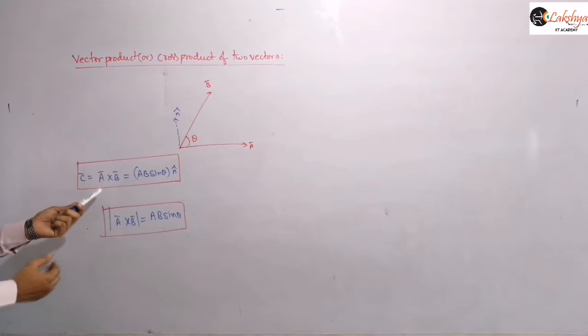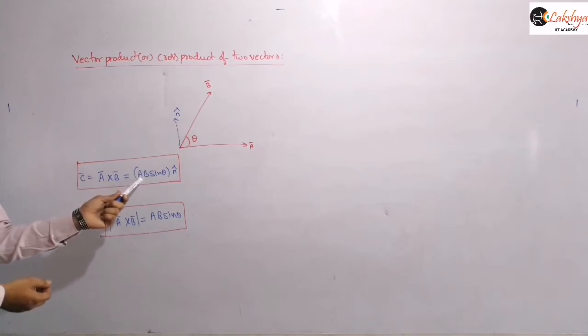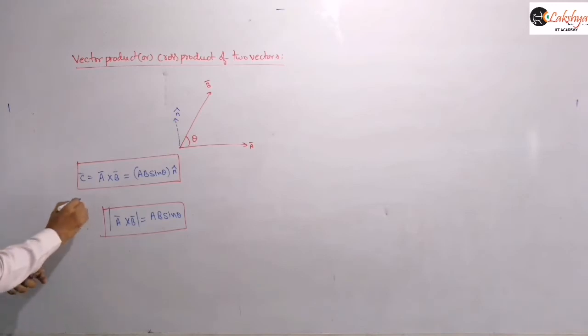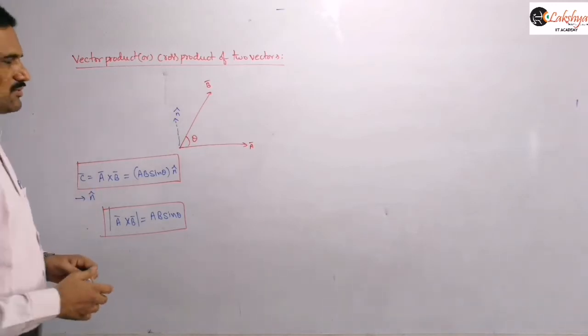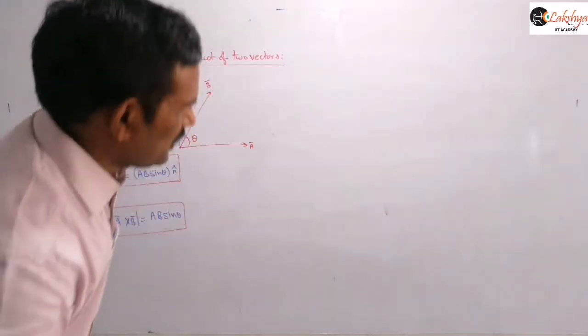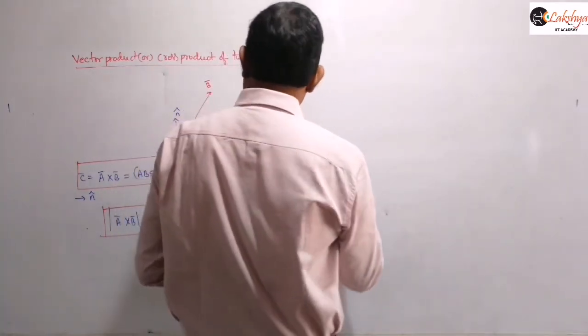So write this. We are assuming the new vector as C bar. That C bar is equal to A bar cross B bar, which is equal to AB sine theta into n cap. Here mention about this n cap. So n cap is a unit vector perpendicular to the plane containing those two vectors.